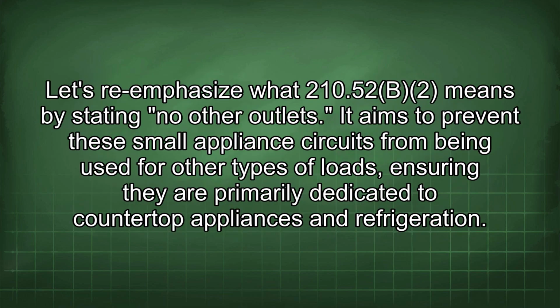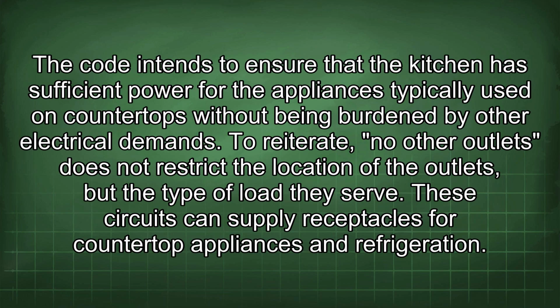Let's re-emphasize what 210.52(B)(2) means by stating no other outlets. It aims to prevent these small appliance circuits from being used for other types of loads, ensuring they are primarily dedicated to countertop appliances and refrigeration. The code intends to ensure that the kitchen has sufficient power for the appliances typically used on countertops without being burdened by other electrical demands. To reiterate, no other outlets does not restrict the location of the outlets, but the type of load they serve.